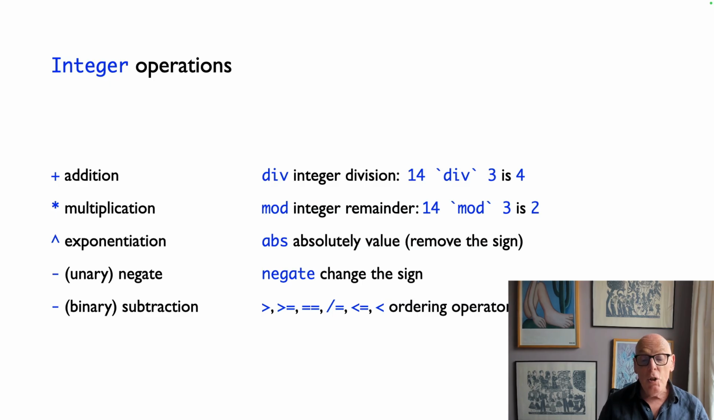And there are the usual ordering operators, greater than, equal, and so on, which we talked about earlier. So that's what we can do with integers. Now, in fact, we can do exactly the same thing with Ints. These operations will have different results because Ints are fixed size, but we can still do those operations. And this is through this process of overloading.